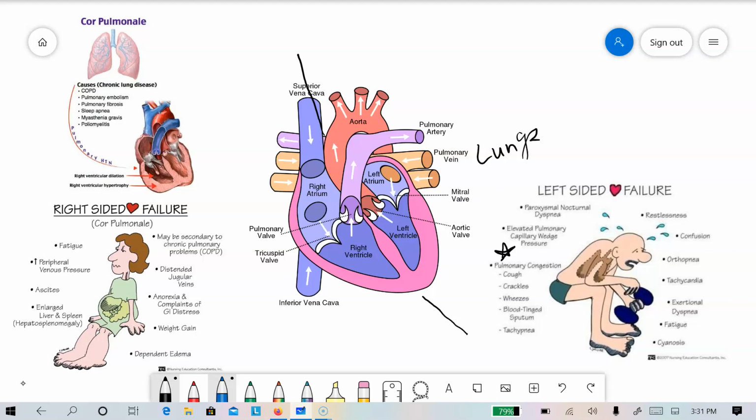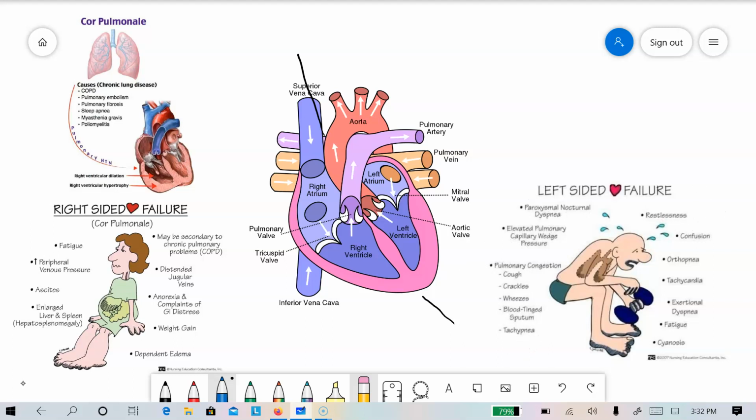And so that's why we'll have paroxysmal nocturnal dyspnea, which is basically you wake up in the middle of the night having difficulty breathing, and pulmonary congestion, which ranges depending on the severity of the heart failure. Because of this, pulmonary congestion is going to lead to restlessness, confusion, and orthopnea, that's basically shortness of breath when somebody lays flat. It will cause tachycardia because their heart's having to work harder. Exertional dyspnea, basically you're having more difficulty breathing, fatigue, and some cyanosis. And so that's going to be your left-sided heart failure.